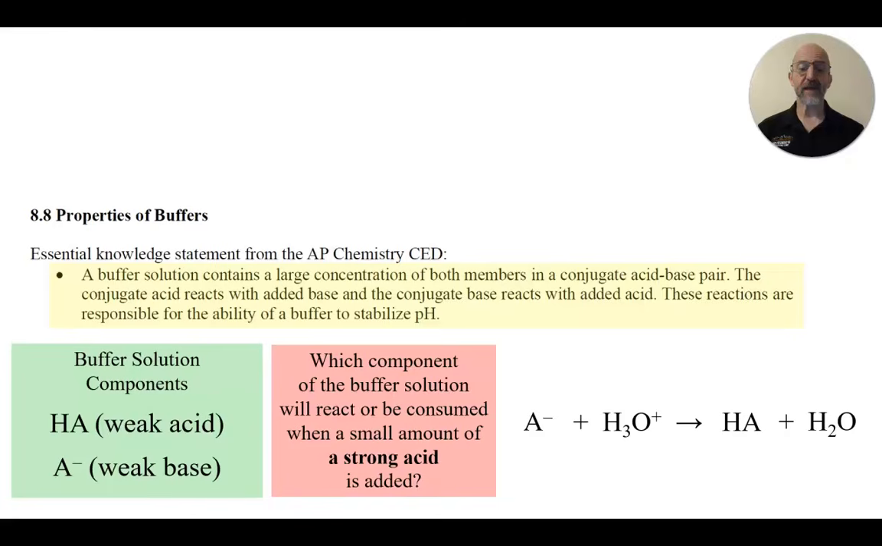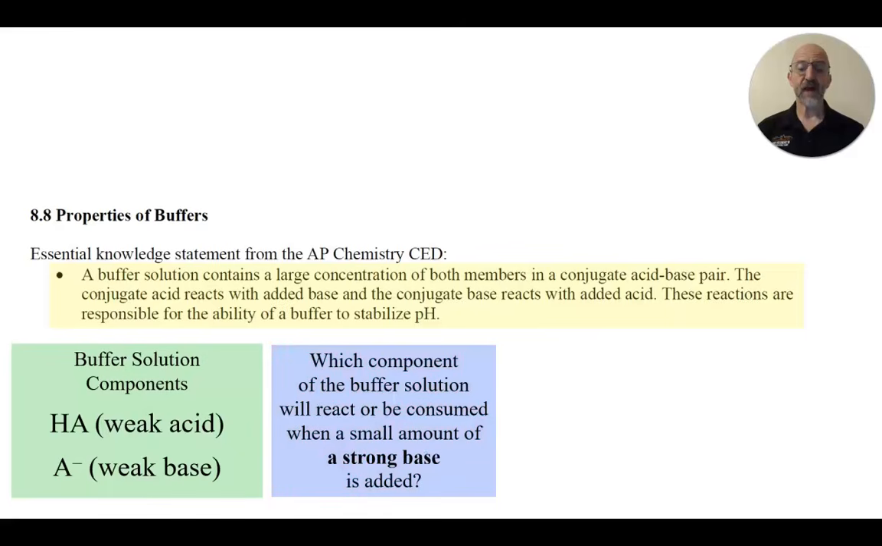So we can see that when we have a buffer, one component of the buffer is consumed, and then the other component of the buffer is produced, but the ratio will stay relatively constant, which is why the pH doesn't change very much when either a strong acid or a strong base is added to the buffer.